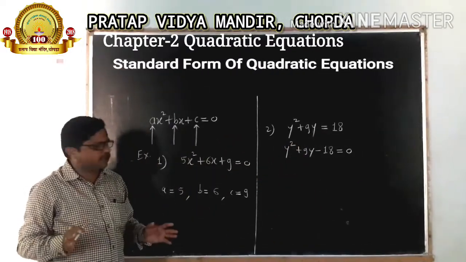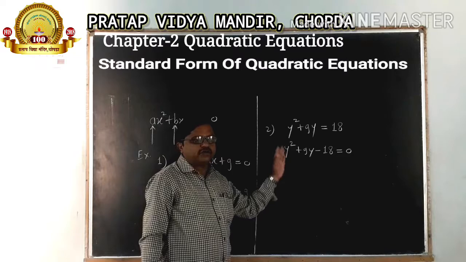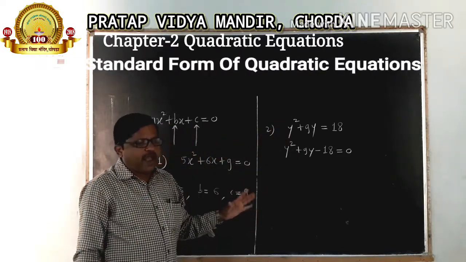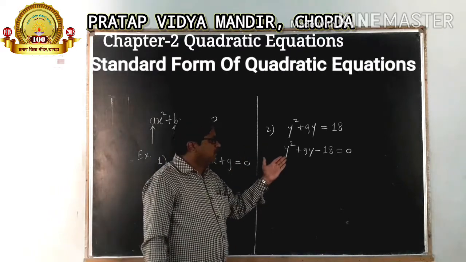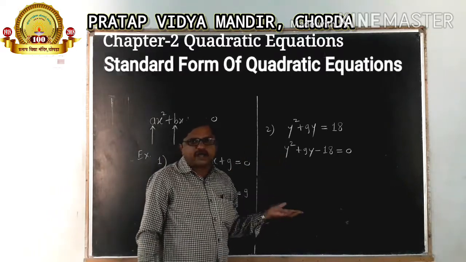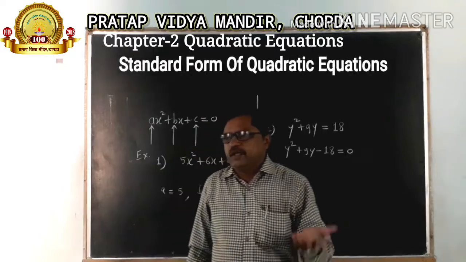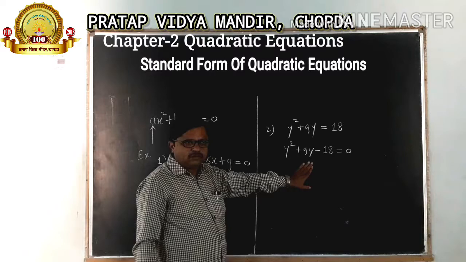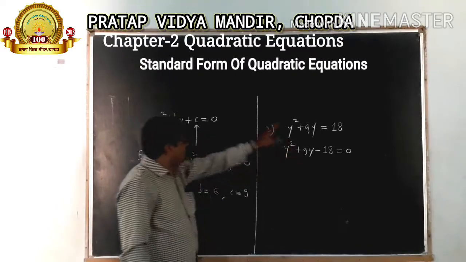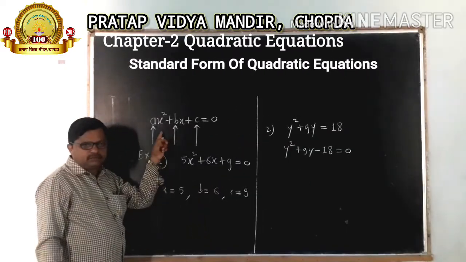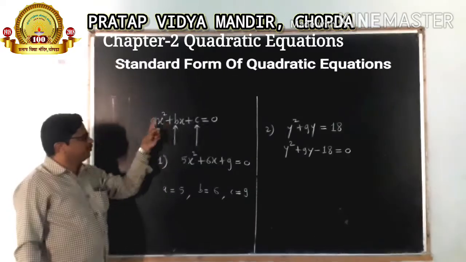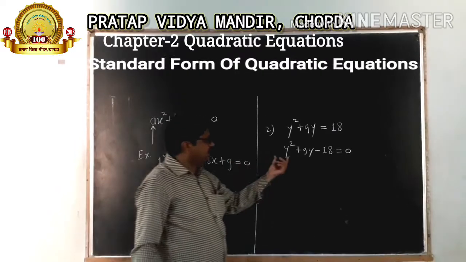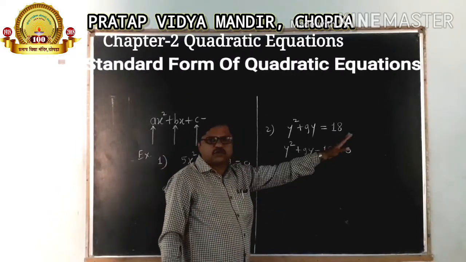Now friends, we can say this equation is written in the standard form of a quadratic equation. And by using the standard form, how can we calculate the values of a, b and c in this equation? Compare this equation with the standard form. What is the standard form? ax square plus bx plus c equal to 0. And our example of a quadratic equation is y square plus 9y minus 18 equal to 0.